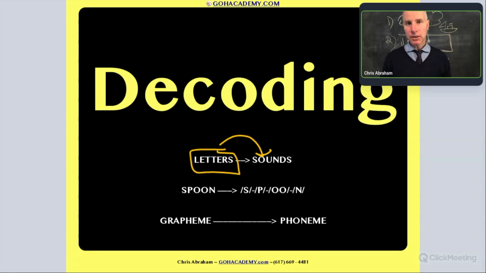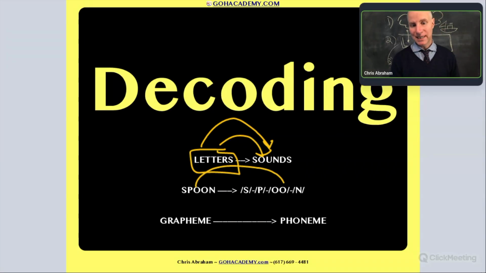It has nothing really to do with comprehension. A student can be a wonderful decoder and still not understand what they're reading, but it is purely an act of taking graphemes or letters and matching them up with their corresponding sounds to pronounce a word. So think of decoding as going from letters to sounds, mapping out those letters of a word into sounds. We call those letters or spelling patterns graphemes.